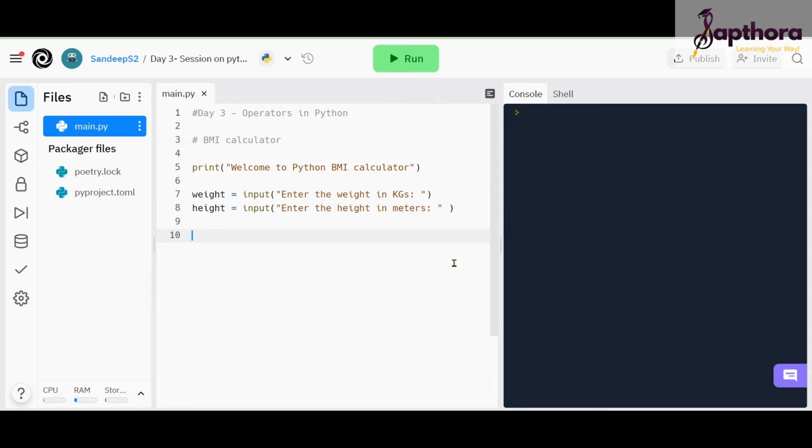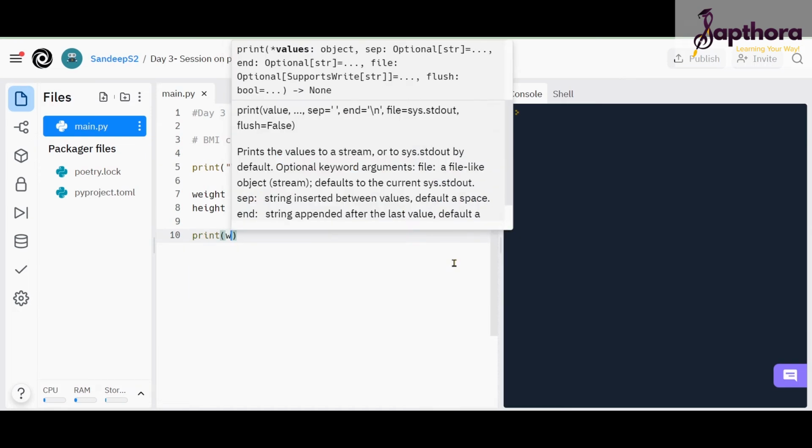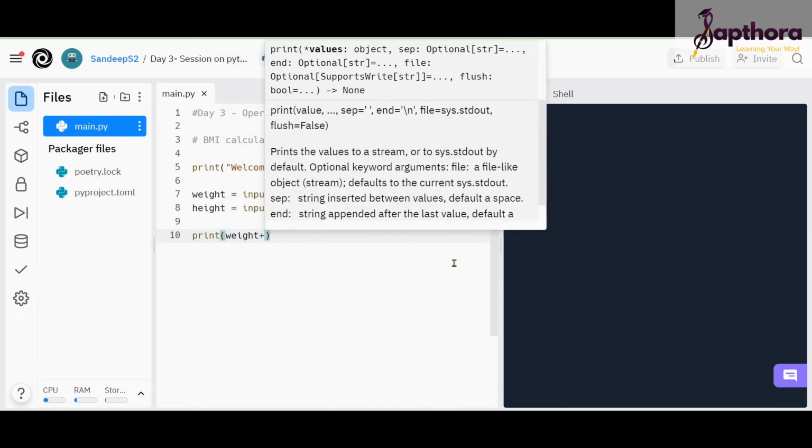Now before I go to the formula, let us see how to use the operator. Okay, so I have this weight and height, right? So I'll try to add this weight and height. Just for understanding the arithmetic operators, I'll try to add, subtract, multiply, divide, and see what different results we get. So initially I just want to print weight plus height.